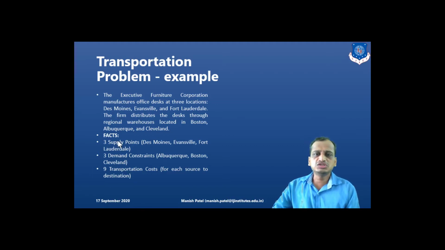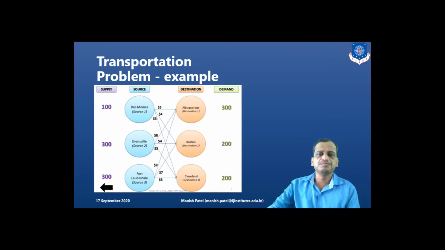So there are 9 costs involved here. There are 3 sources and 3 destinations whose demand we have to fulfill, from 3 sources to 3 destinations, right? Supply is 100 for Des Moines, that is the constraint. For Evansville we have a supply constraint of 300, and for Fort Lauderdale we have 300. Here the demand is 300 for Albuquerque, 200 for Boston, and finally 200 for Cleveland. And if you see here, there are different shipping costs available.